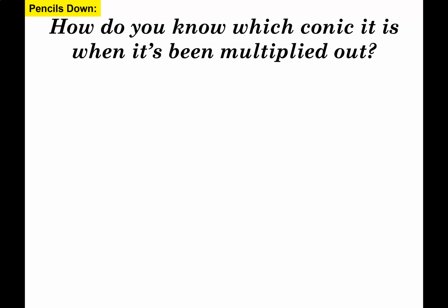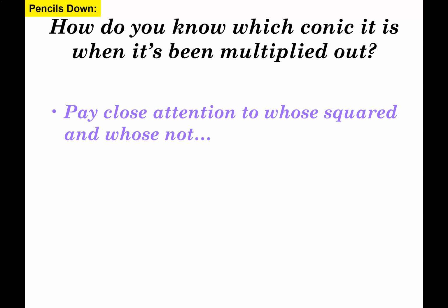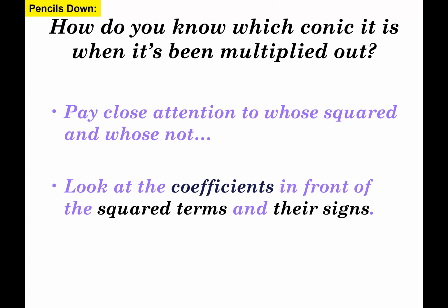Now, when you have these equations expanded, how do you know which one's going to represent a circle, ellipse, hyperbola, parabola? You may want to copy this down. If you want, I know it says pencils down, so I'll leave it up to you right now. You could copy it down after or copy the parts that are beneficial to you. So you want to pay close attention to the parts that are squared and the parts that are not squared, or the terms that are squared. The other thing you want to look for are the coefficients in front of the squared terms. So we're looking at just about all the squared terms and their signs.